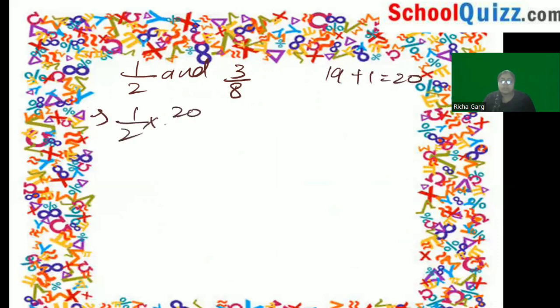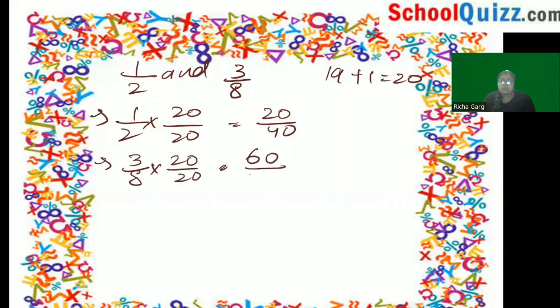So half multiplied by 20 and 20 will be 20 upon 40. And here 3 upon 8, with 20 and 20 multiplied, will be 60 upon 160. What you can do here is take the LCM of 2 and 8 and make fractions with equal denominators, then solve it. Or you can make this smaller number into 160, so I have to multiply it by 4 only. 2 fours are 80 upon 160. So 60 upon 160 and 80 upon 160. We can find 20 rational numbers within them.